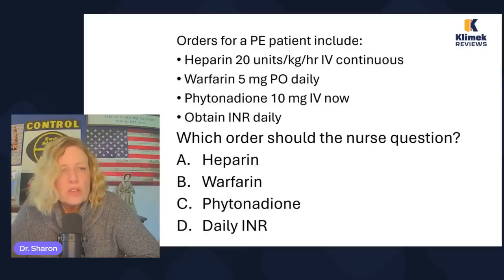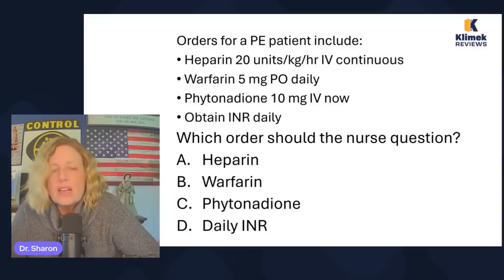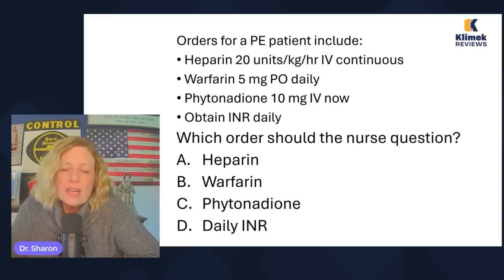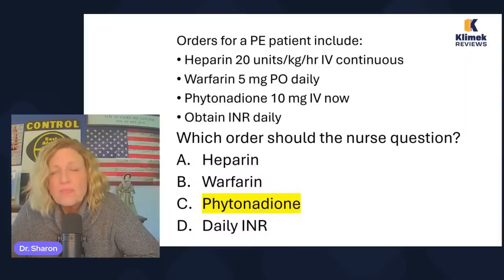Orders for PE patients include heparin, 20 units per kg per hour IV continuous, warfarin, 5 milligrams PO daily, phytonadione, 10 milligrams IV now, obtain INR daily. Which order should the nurse question? The heparin, the warfarin, the phytonadione, or the daily INR? Well, even if you don't know what phytonadione is, you know the heparin's fine, the warfarin's fine, and the INR daily is fine. So why do I have this question in here? I want you to know that on the NCLEX, phytonadione is the word they're going to use for vitamin K. So you need to know the vocabulary word phytonadione. That is vitamin K.